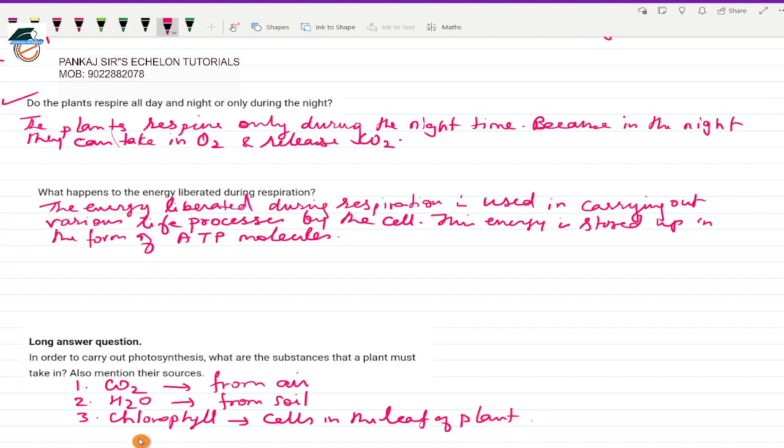Okay, and the fourth and the most important is the energy. This energy which is needed by the chlorophyll, okay, for photosynthesis to prepare the food, that is glucose, is obtained from the sunlight. And that is why it's very important that for photosynthesis there should be enough sunlight. Okay, so that's the answer for the question. And let us move on to the next one.